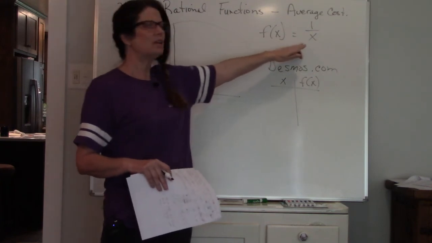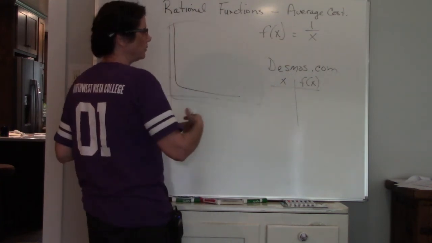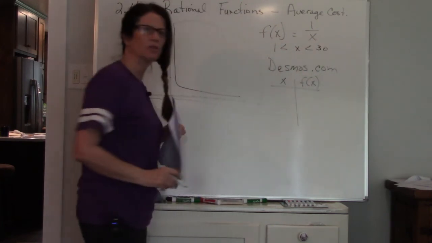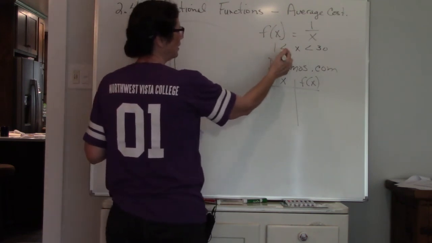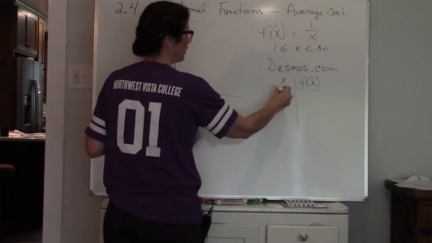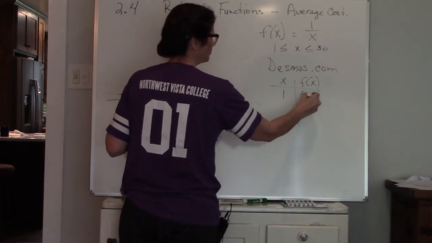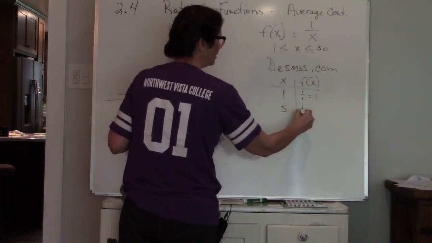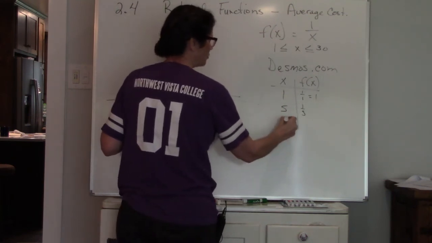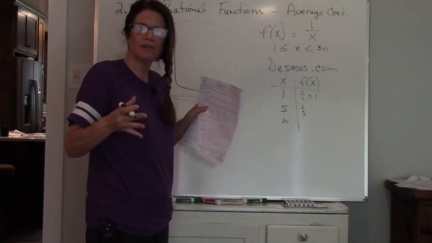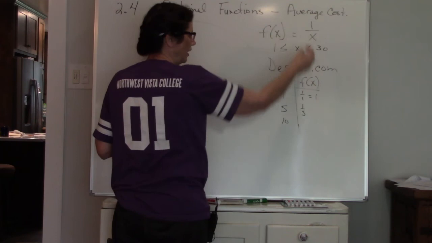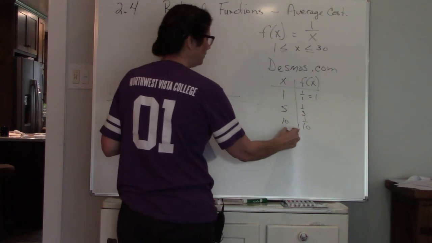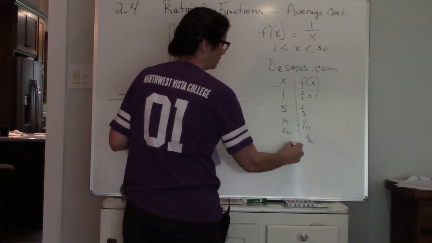If I was using this function right here, and I just wanted to pick plot points, and let's say that my x value is between 1 and 30, here's what I would do. I'll pick 1. So 1 over 1 is 1. Then I'll go to 5. 1 over 5 is 1/5. Then I'll go to 10. I'm just randomly picking values for x, plugging them into my equation, and simplifying. That's all I'm doing. Then I'll do 20, 1 over 20, and 30, 1 over 30.